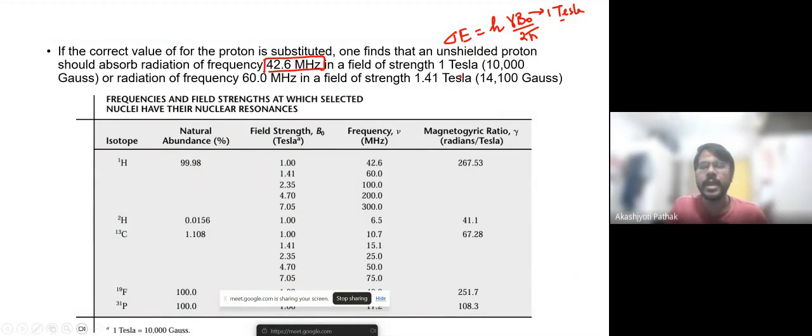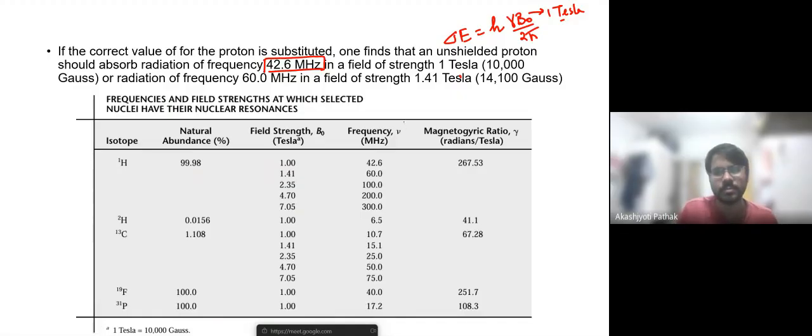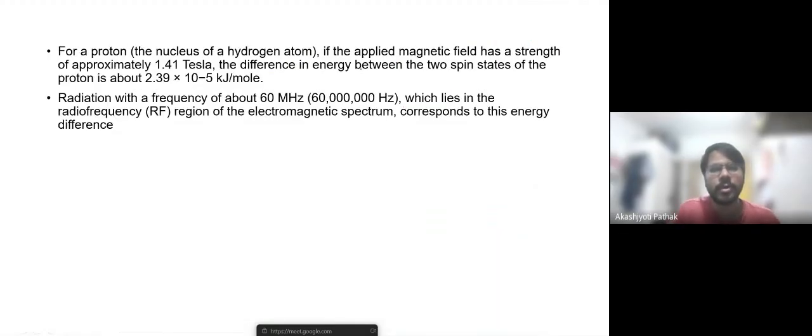You can calculate the energy difference between the two states from this equation. For a proton, the nucleus of a hydrogen atom, if the applied magnetic field has a strength of approximately 1.41 Tesla, the difference in energy between the two spin states of the proton is about 2.39 x 10^-5 kilojoule per mole. So radiation with a frequency of about 60 megahertz, which lies in the radio frequency region of the electromagnetic spectrum, corresponds to this energy difference.